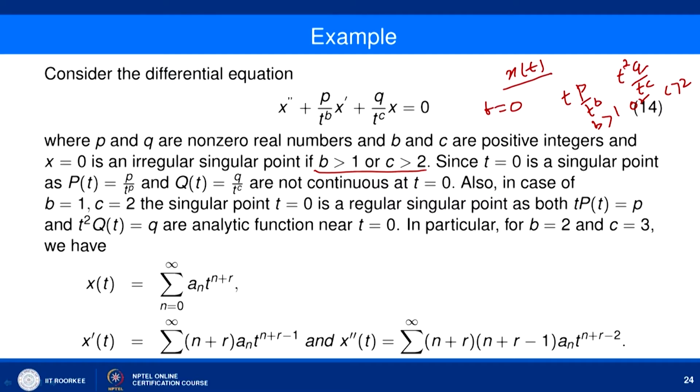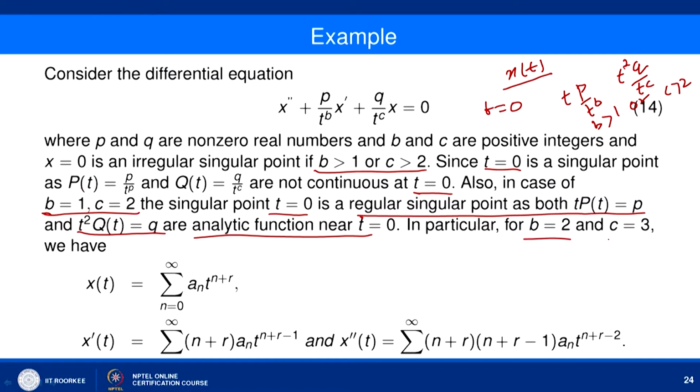So that is already written here, that t equal to 0 is a singular point because p(t) equal to p upon t to the power b and q(t) equal to q upon t to the power c are not continuous at t equal to 0. And in the case of b equal to 1 and c equal to 2, that is the case which we have already discussed, the singular point t equal to 0 is a regular singular point, as both t p(t) and t square q(t) are analytic functions.